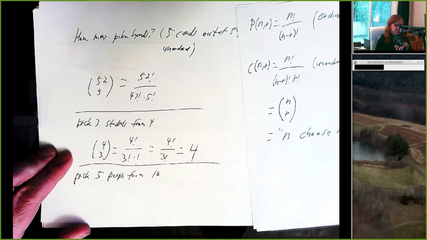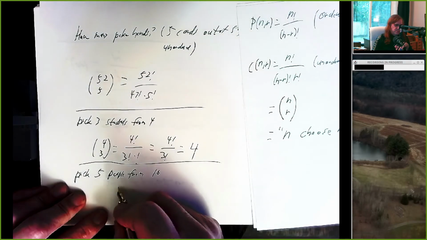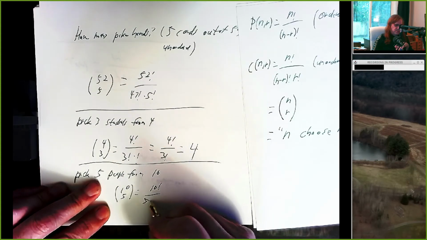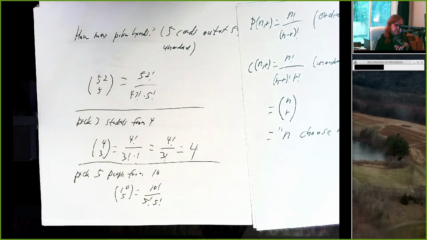Pick 5 people from a group of 10 people. How many ways can you do that? 10 choose 5. 10 factorial over 5 factorial times 5 factorial.